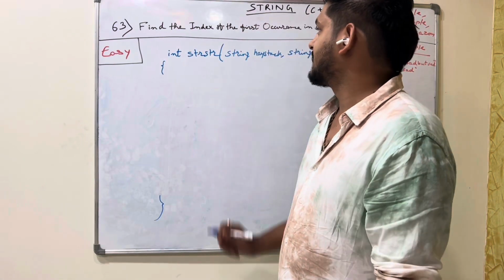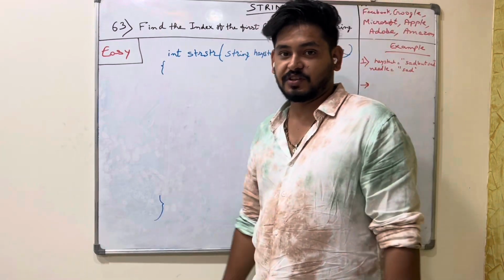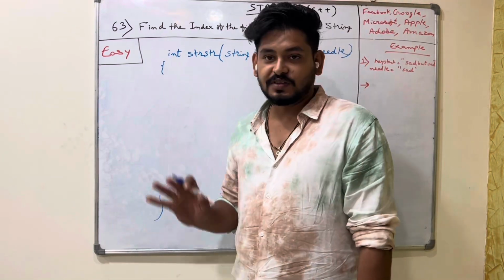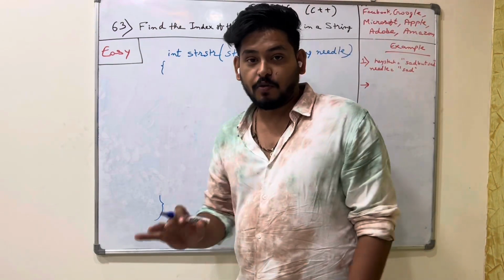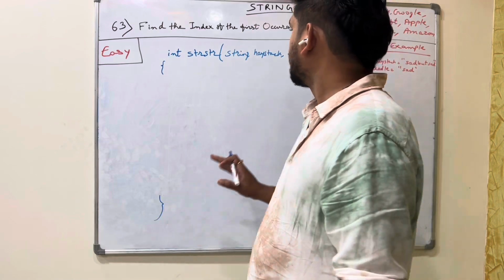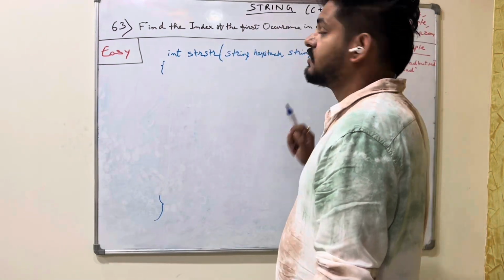Today we are going to discuss the 63rd question of the problem solving series and the first question of the string data structure. The difficulty level for this question is easy and this question has been asked in Facebook, Google, Microsoft, Apple, Adobe, Amazon and many other companies. Okay, so let's begin. Find the index of the first occurrence in a string.